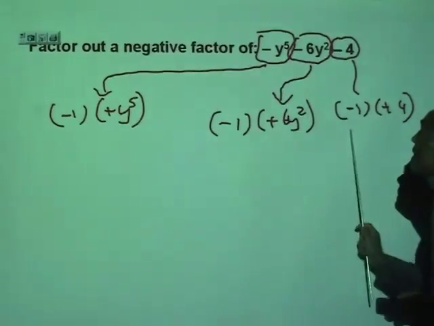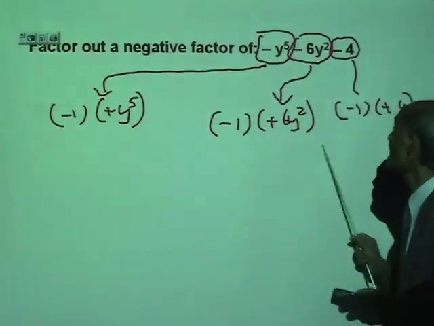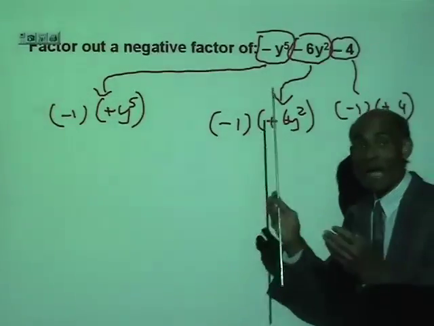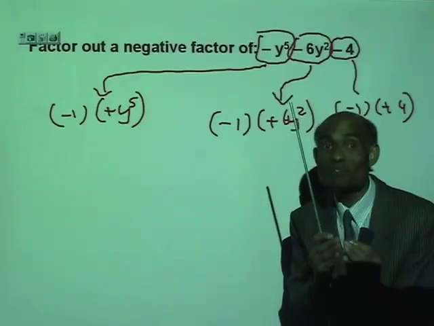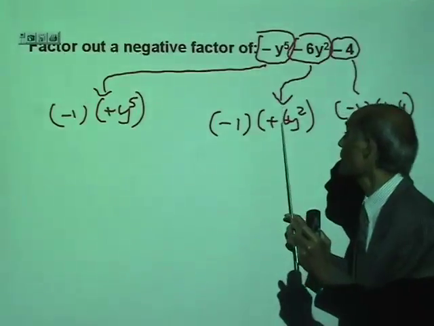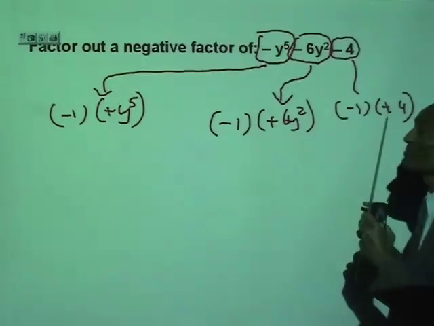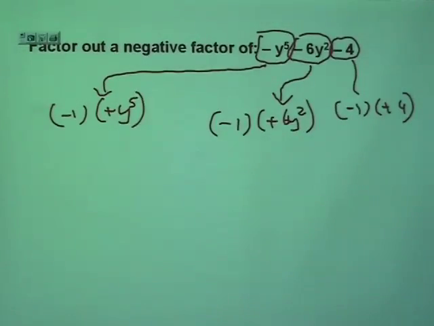And look at the way we have identified the common factor. The common factor is negative 1. And when negative 1 is pulled out, what are the terms that remain? It will be y to the power of 5 plus 6y squared plus 4. That will be the answer. Alright, let's write them down now.